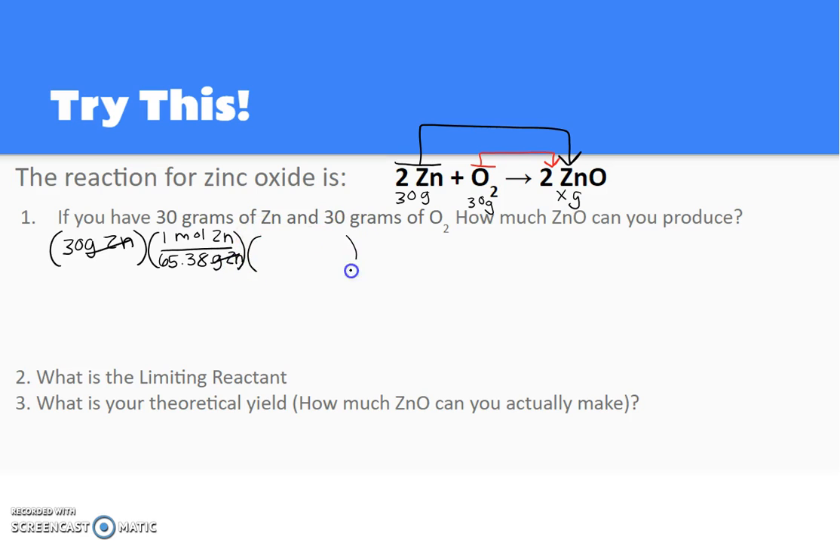In our next bracket here, we can use our mole ratio. For every 2 moles of zinc, we get 2 moles of zinc oxide. Crosses off moles of zinc and moles of zinc. Last but not least, we can go from moles of zinc oxide into grams of zinc oxide. For every 1 mole of zinc oxide, it has a molar mass of 81.38 grams. That crosses off moles of ZnO, moles of ZnO.